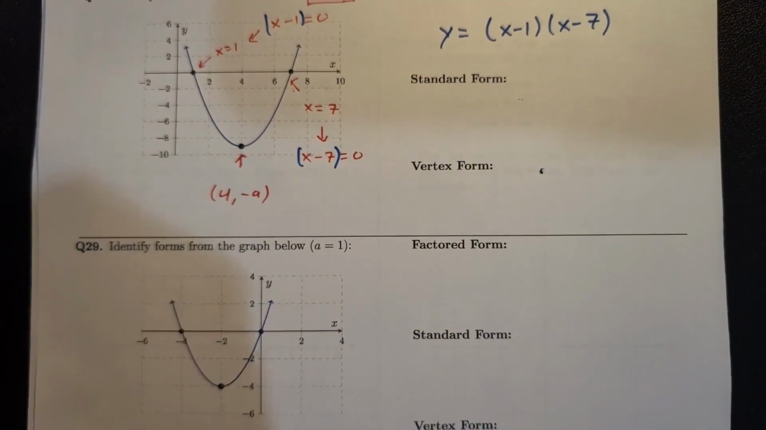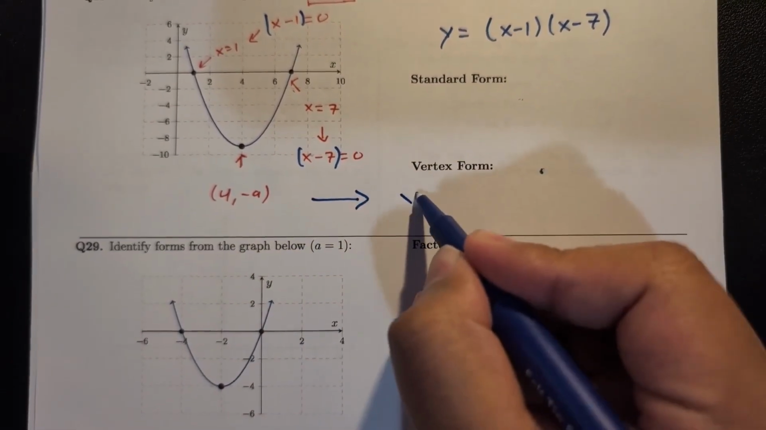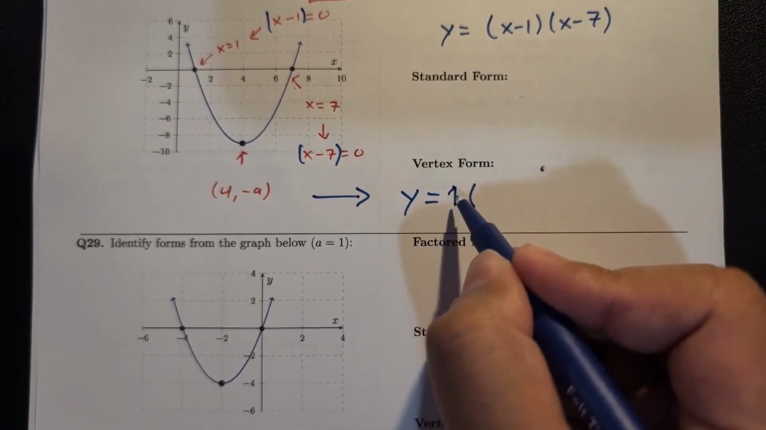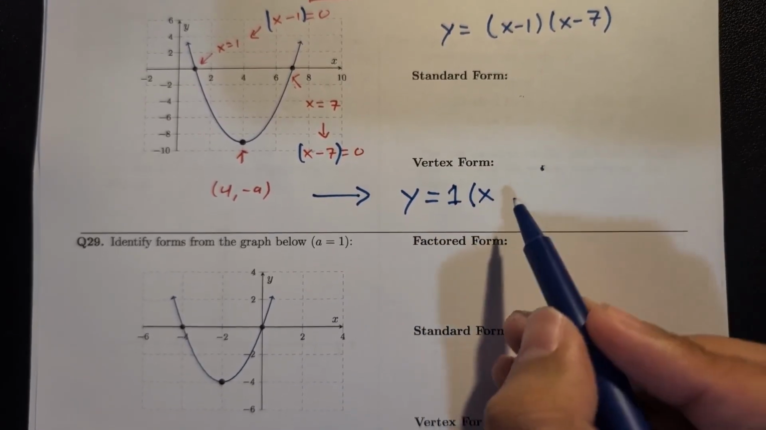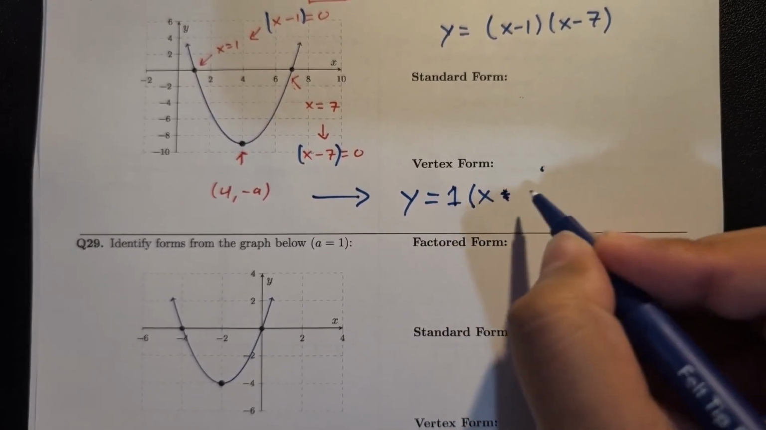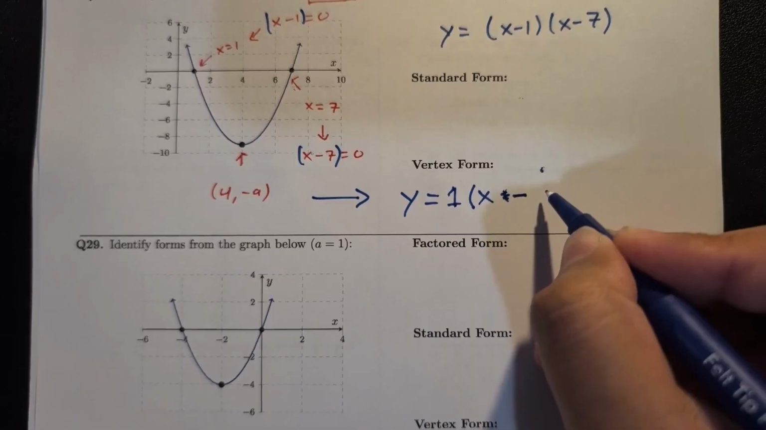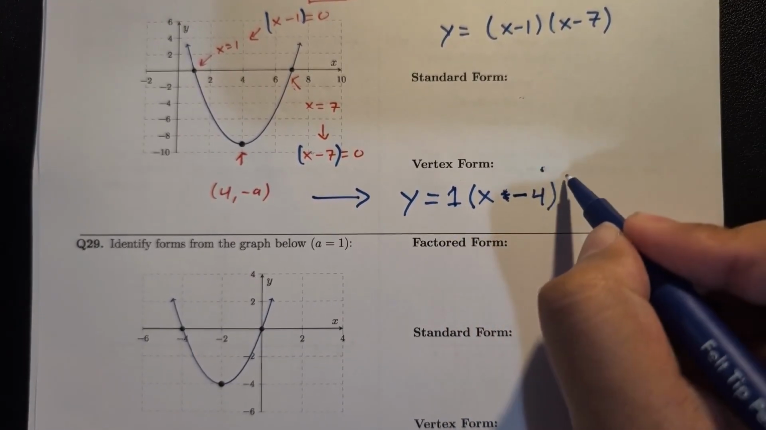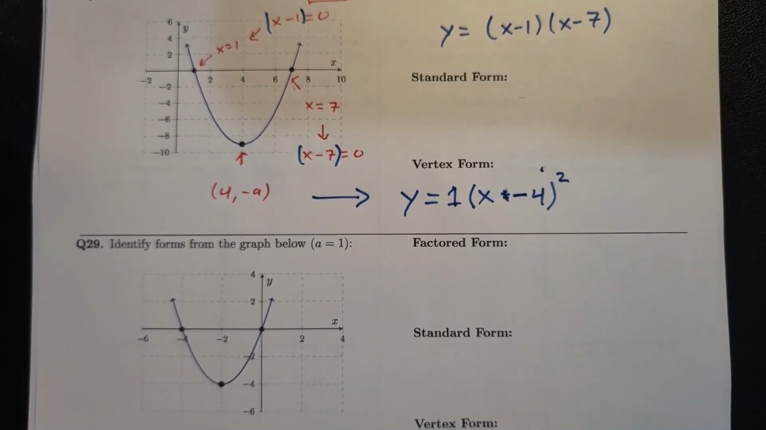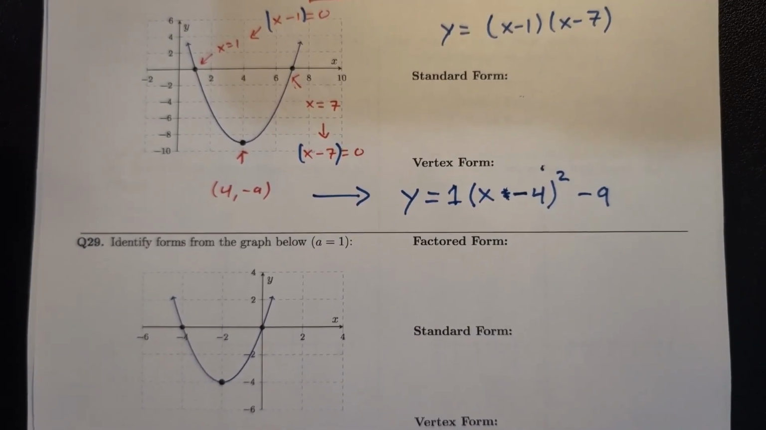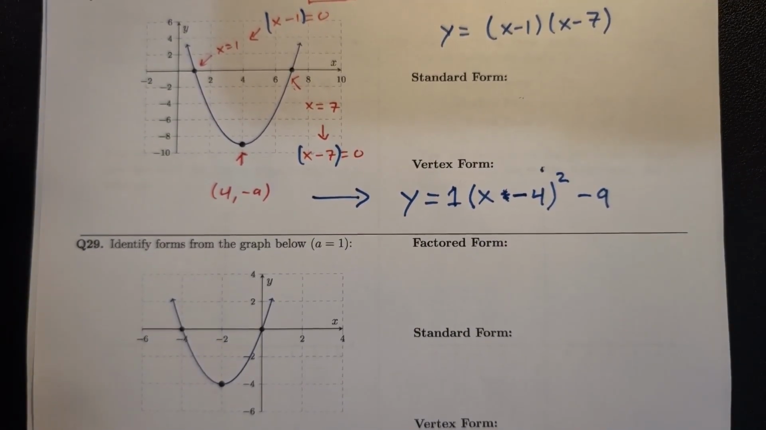Meaning, when I write it in my vertex form, I know y is equal to 1, x, and I'm not going to do +4. I'm going to do -4. This was just a mix-up. So -4 squared, -9. Okay, and that is it.